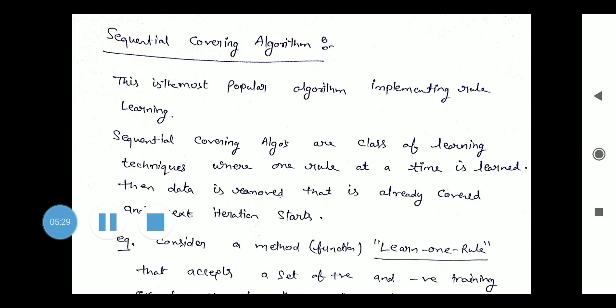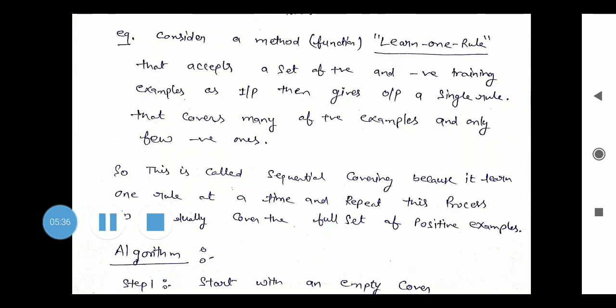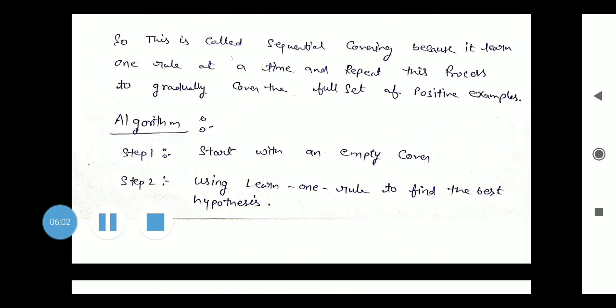When one rule at a time is learned, then data that is already covered is removed, and the next iteration starts. For example, consider a function Learn-One-Rule that accepts a set of positive and negative training examples as input and outputs a single rule that covers many of the positive examples and none of the negative examples. This is called the sequential covering algorithm because it learns one rule at a time and repeats this process to gradually cover the full set of positive examples.